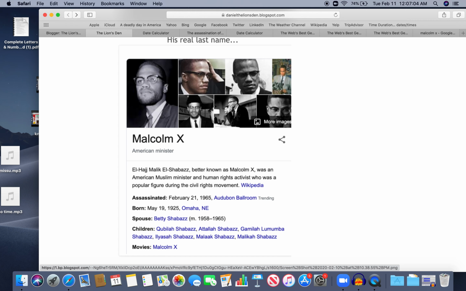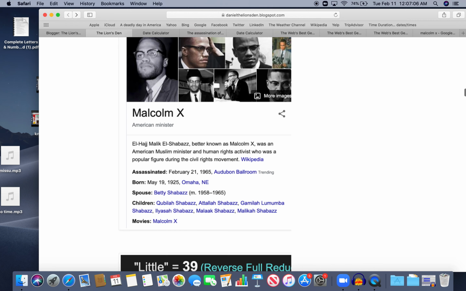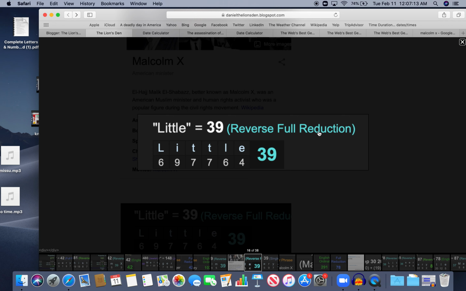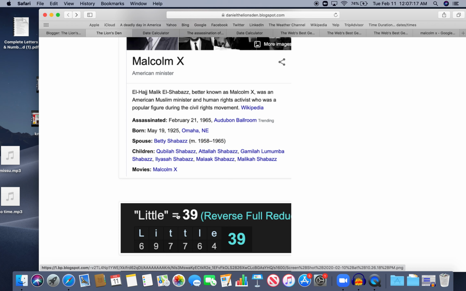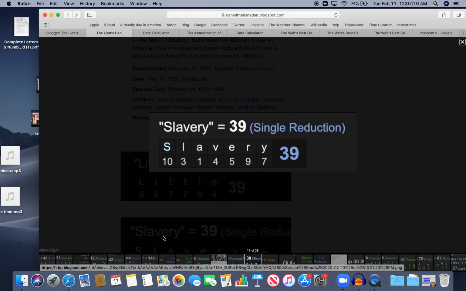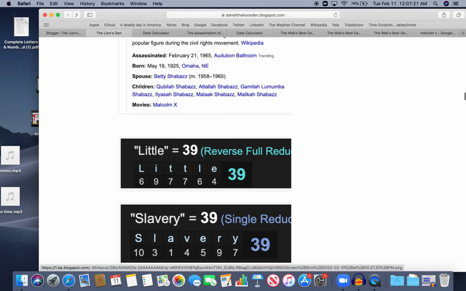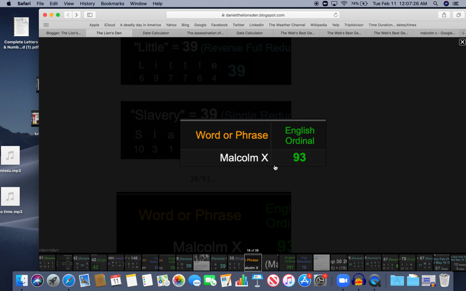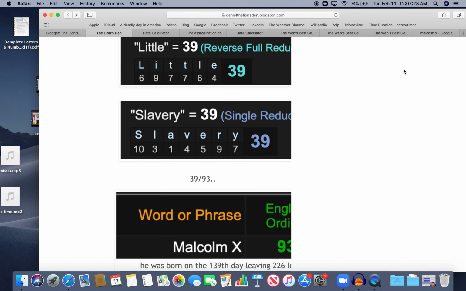And he ends up in New York City. Pretty interesting. So also Little equals 39. His original surname, Malcolm Little. Slavery, 39. Bunch of 39s. And then Malcolm X equals the reflection of 93, that number of Saturn.